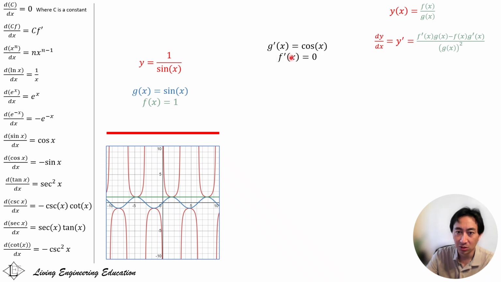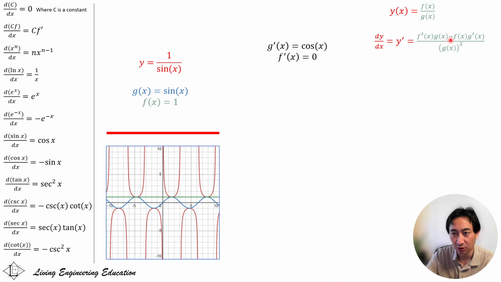So we get cosine x for the derivative of sine x and 0 for the derivative of 1. And if we plug these values into my quotient rule, you see you get 0 times sine x. So this term goes to 0. You will always get this if your f of x is a constant. So if the numerator is a constant, you will always get a 0 for f prime. So you don't even need to think about this term.